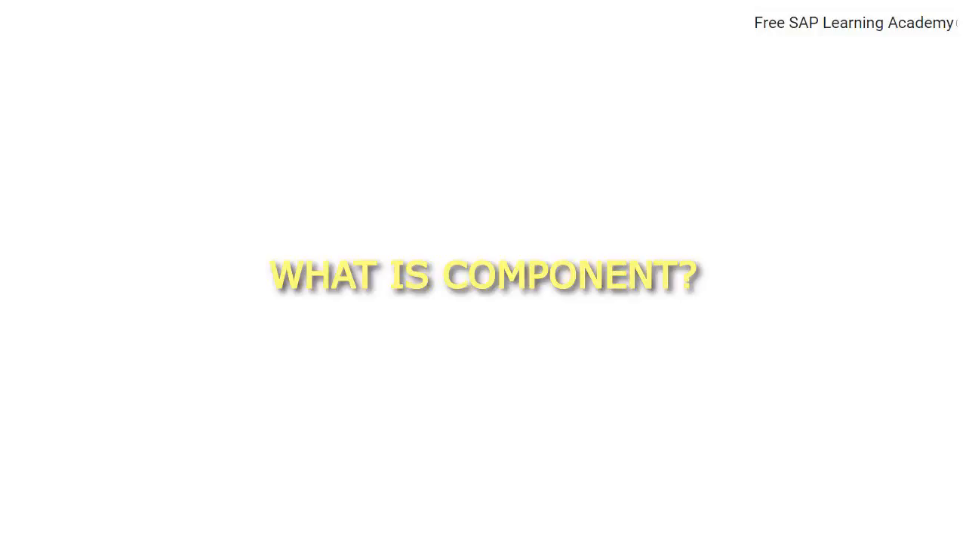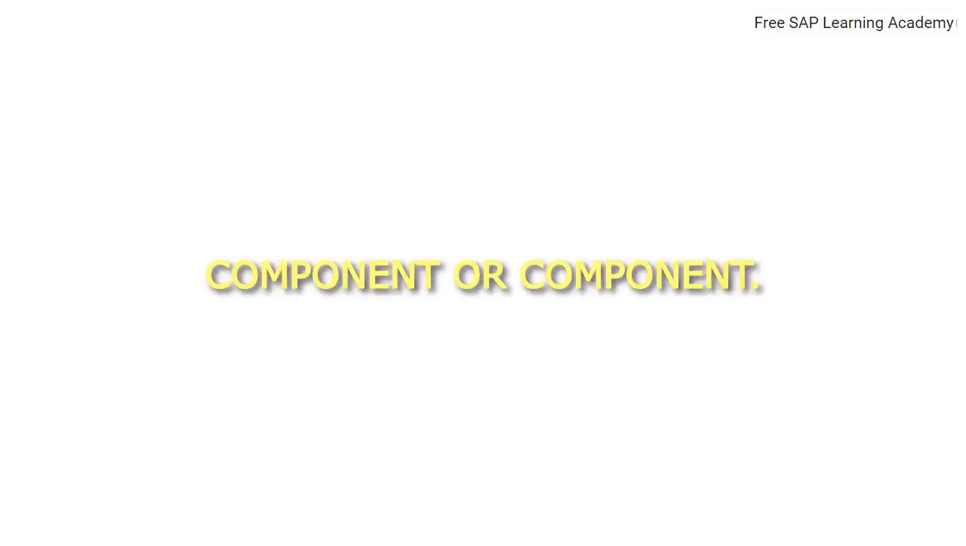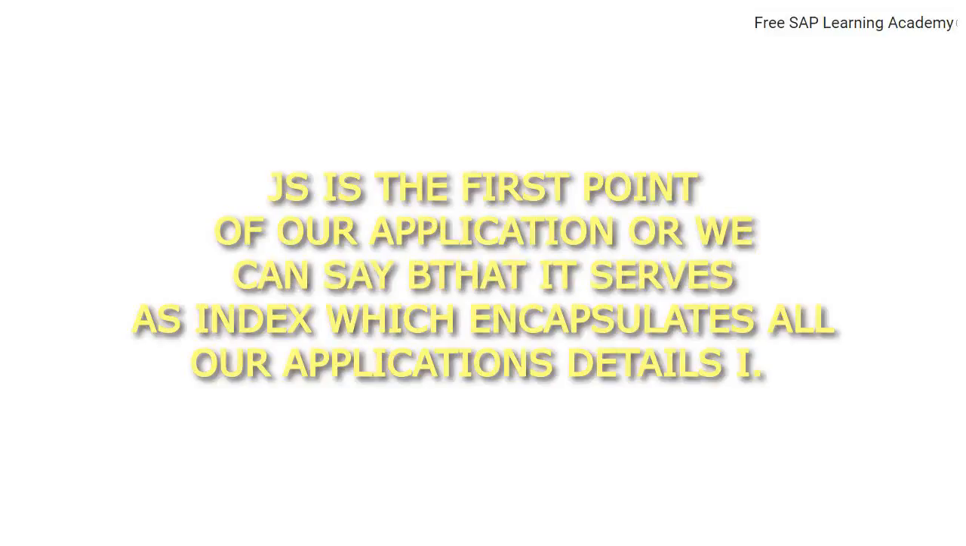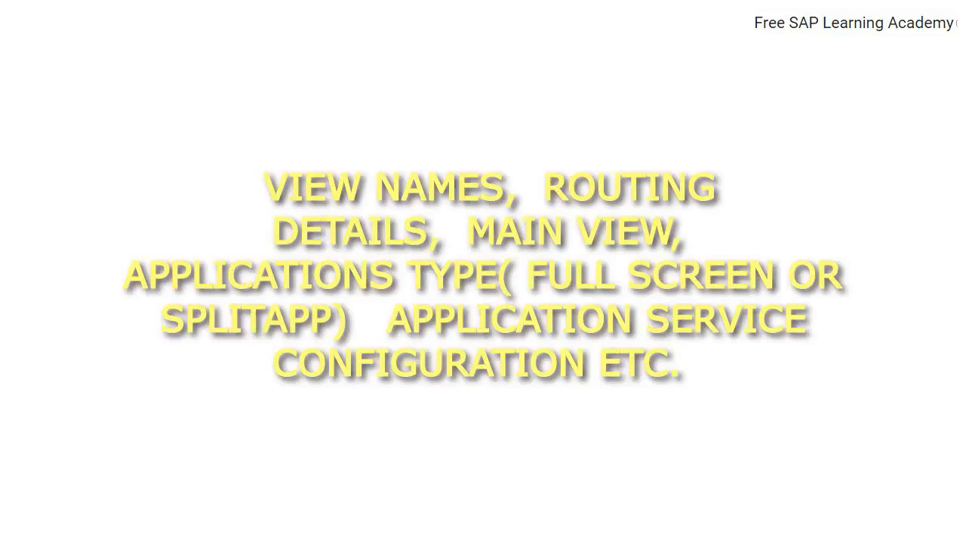Q4. What is component? A. Component.js is the first point of our application, or we can say that it serves as an index which encapsulates all our application's details, i.e. view names, routing details, main view, application type, full screen or split app, application service configuration, etc.